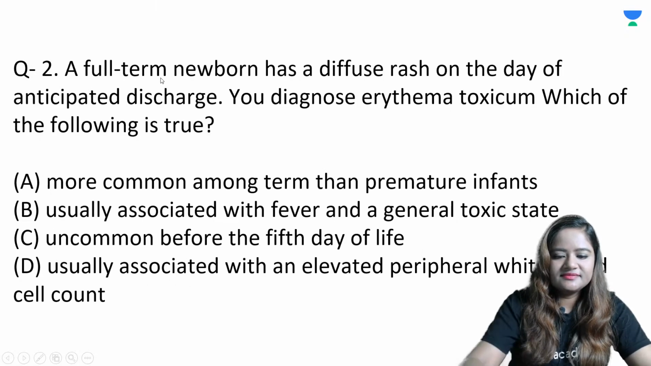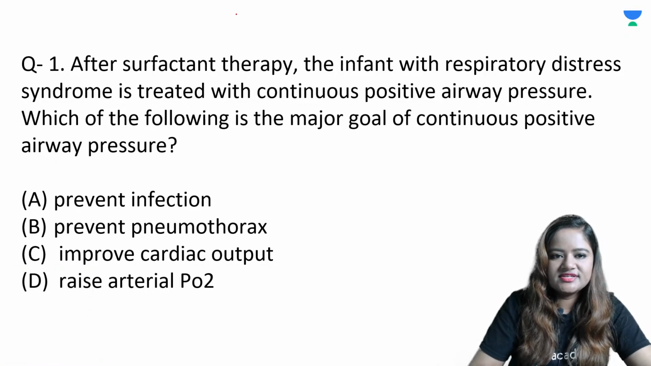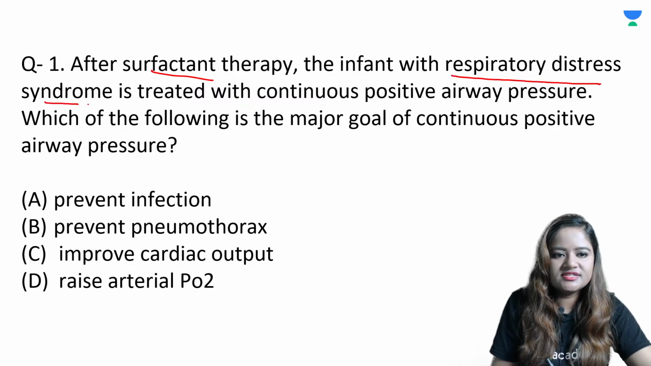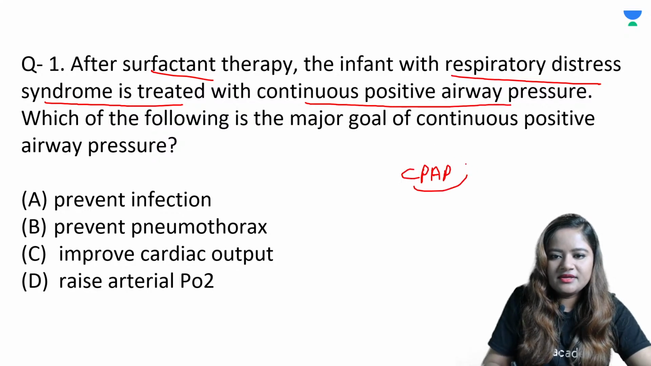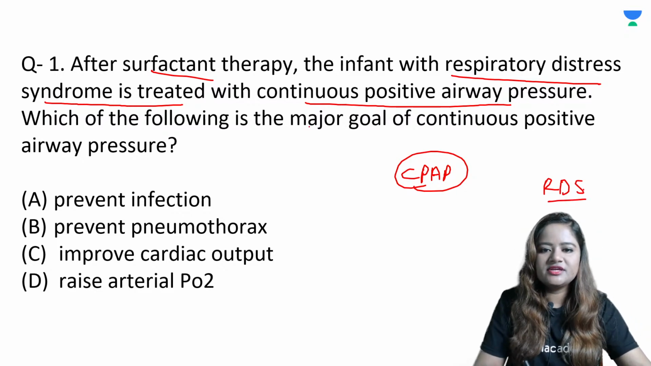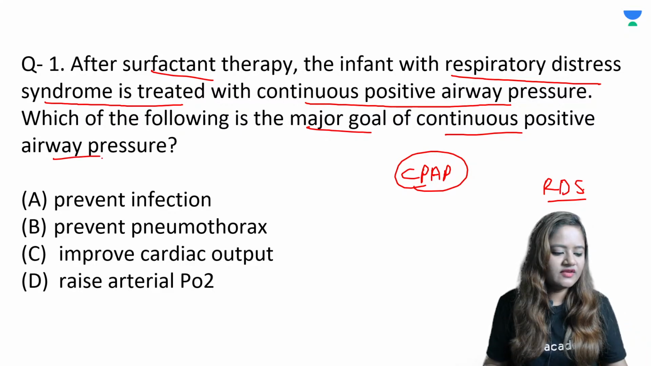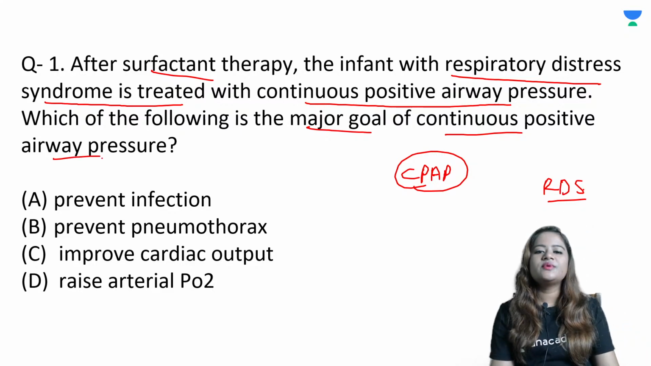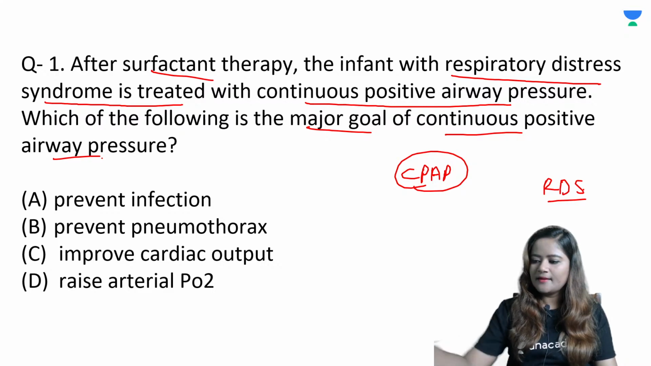After a surfactant therapy, the infant who has got respiratory distress syndrome is treated with continuous CPAP. So CPAP is given to a baby who is having respiratory distress syndrome. Which of the following is the major goal of giving a continuous positive airway pressure? So what is the role of giving a continuous CPAP to a newborn who has developed respiratory distress syndrome? Please start typing in your answers, everybody.